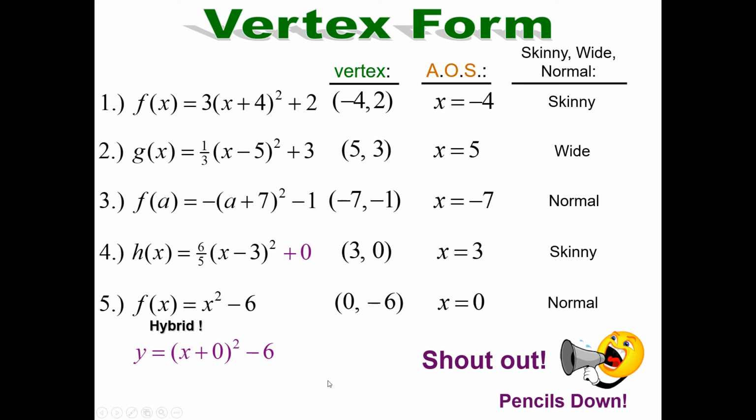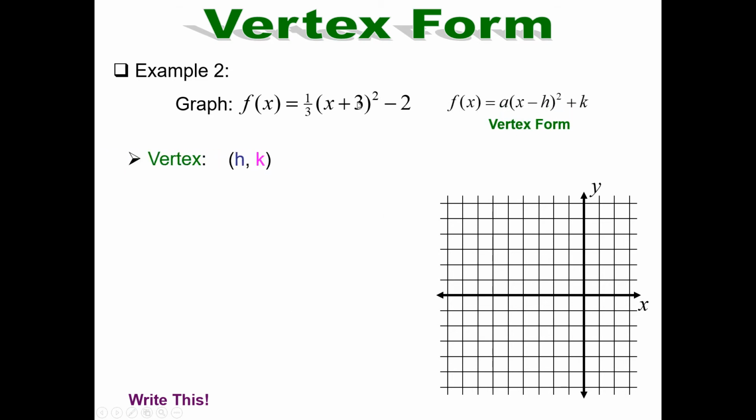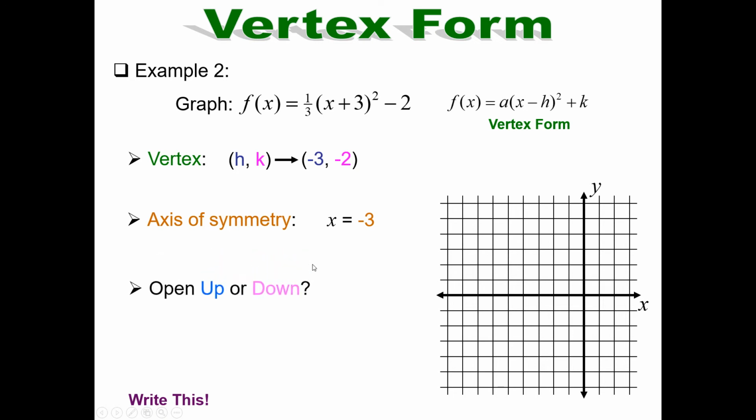All right, so hopefully you guys were okay with that. All right, so here's example 2. So let's first find the vertex. Remember in vertex form, it's opposite of h, k, so -3, -2. AOS, which is axis of symmetry, x equals the x value of the vertex, because it always goes through the vertex. Open up or down, that's positive, so it opens up. And then that number is smaller than 1, so it's going to be wide.